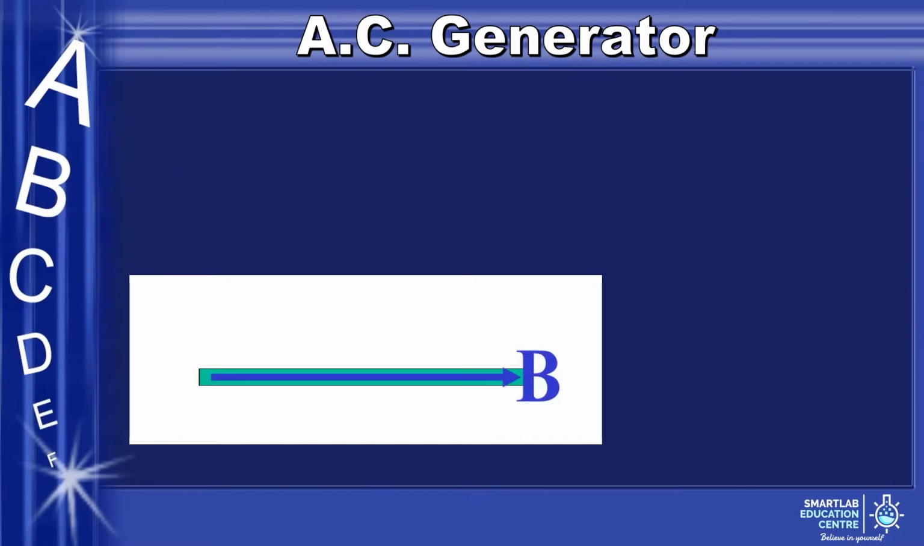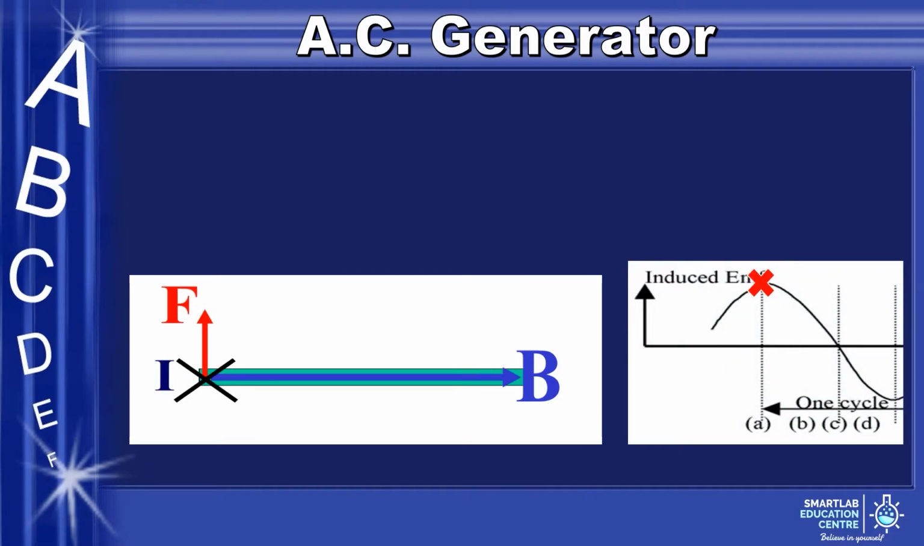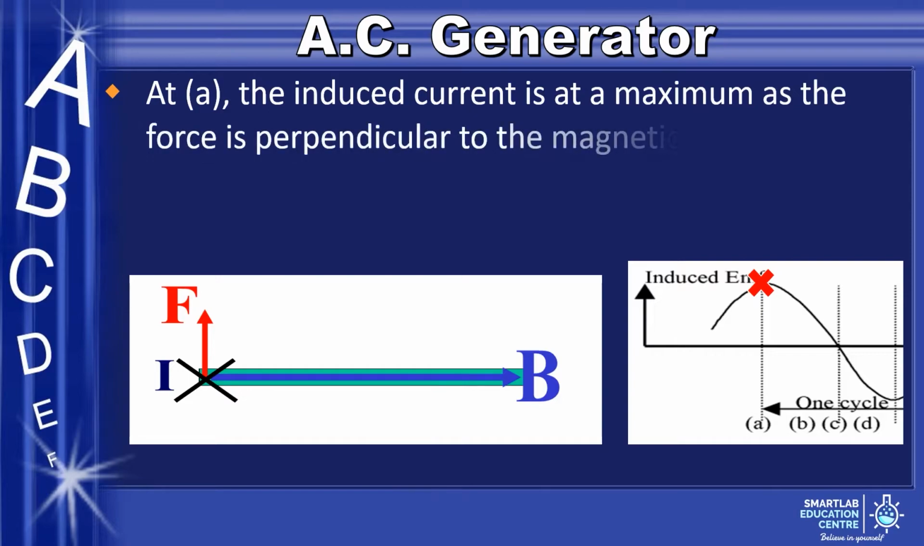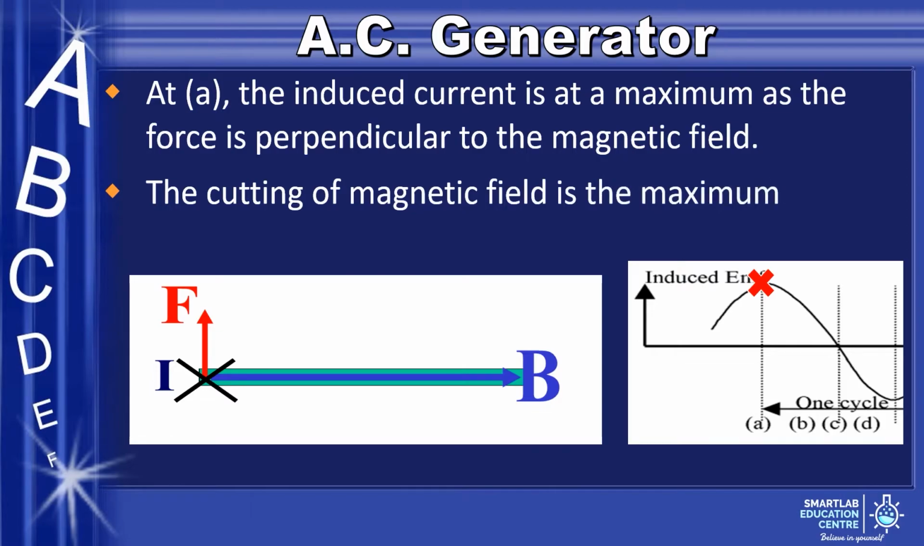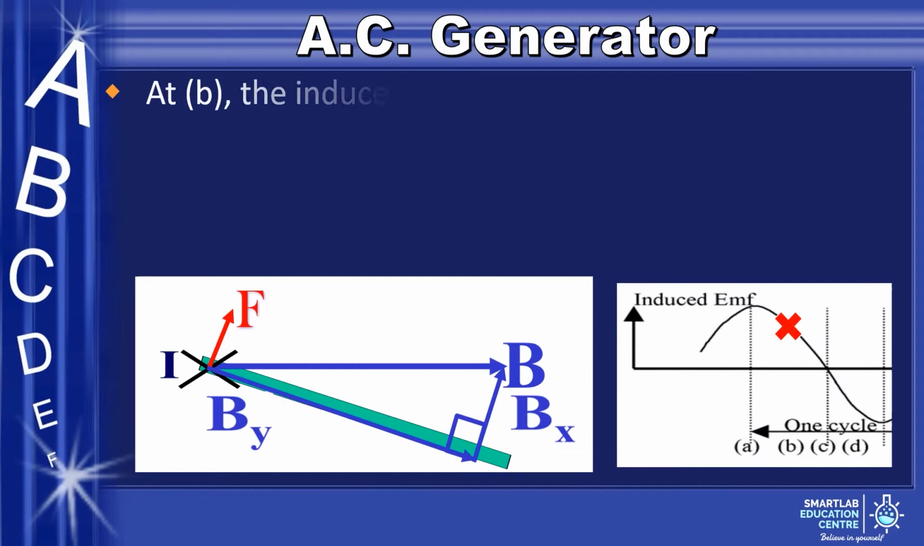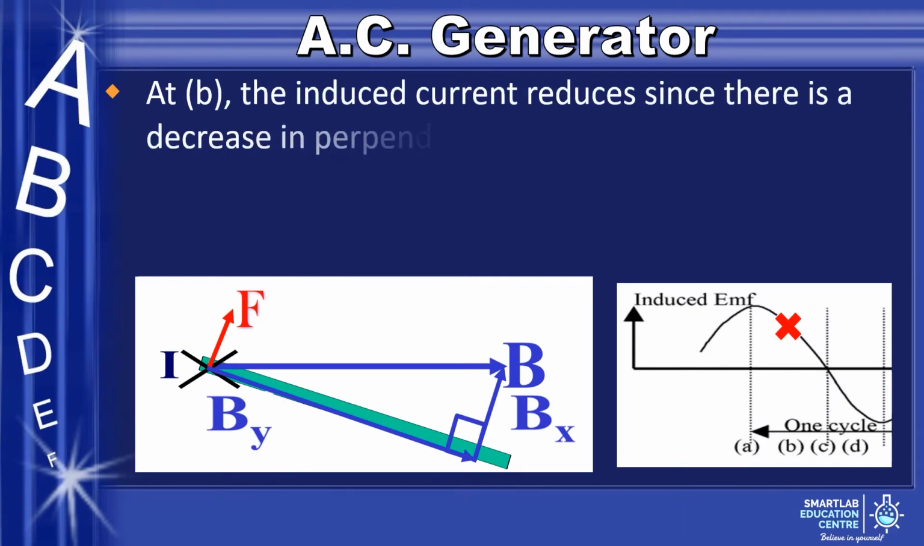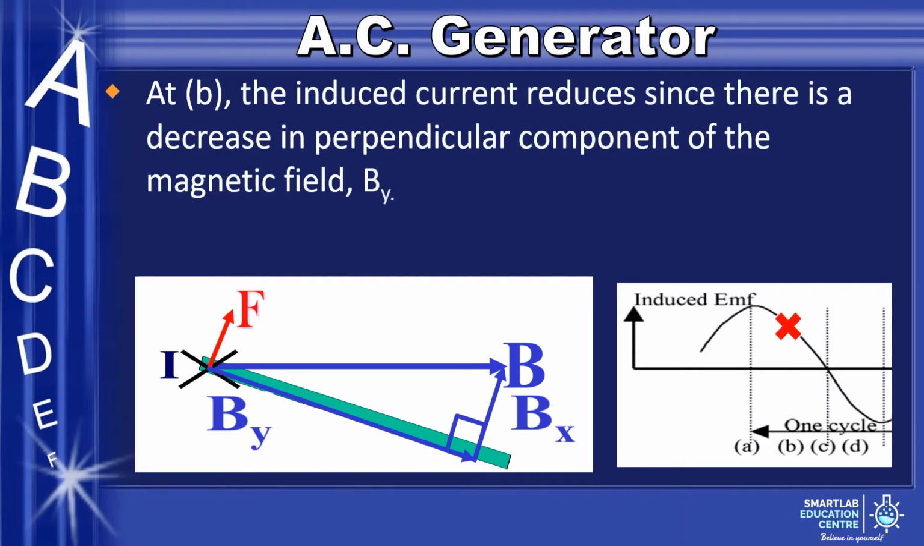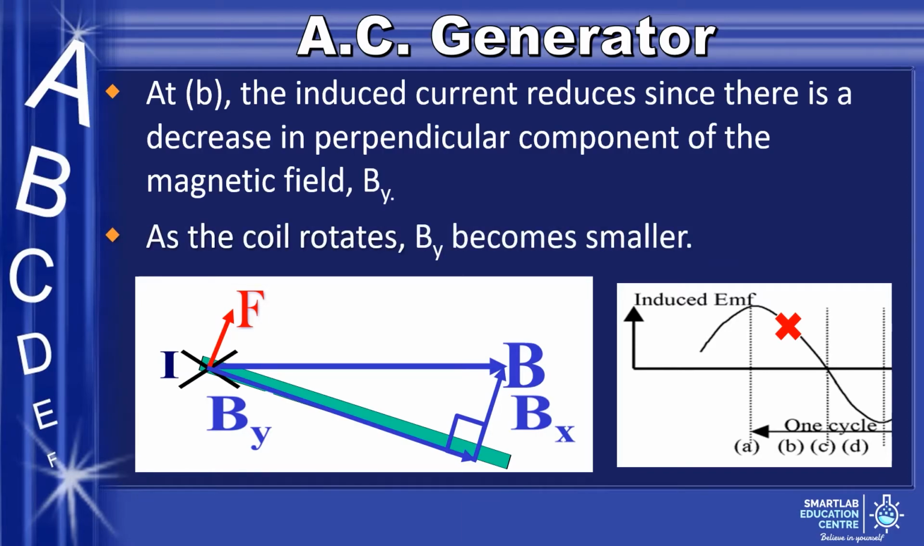Now, we take a look at the side view of the coil. Let us focus on one side of the coil. At this point that we call point A, the current induced is at a maximum. This is because the force of the coil is exactly perpendicular to the magnetic field. Hence, the cutting of the magnetic field lines is at a maximum. At B, the induced current reduces since there is a decrease in the perpendicular component of the magnetic field, By. As the coil rotates, By becomes smaller.